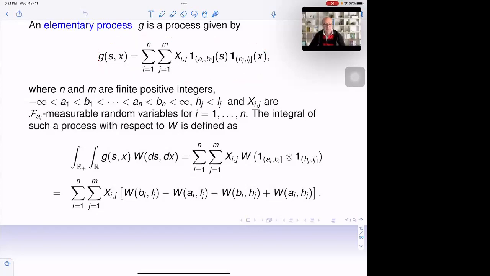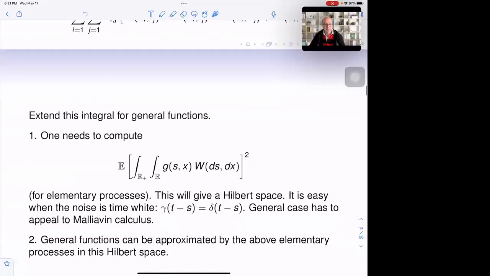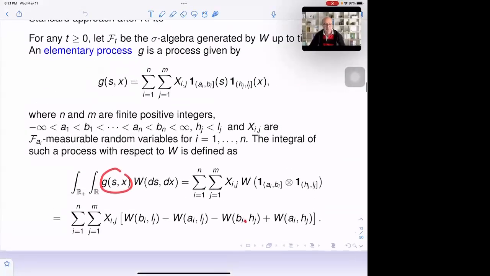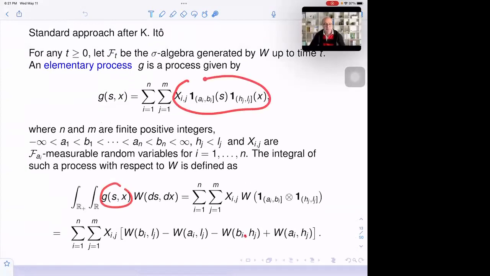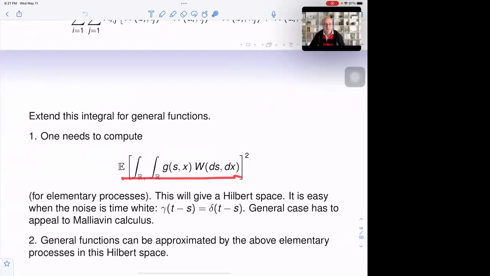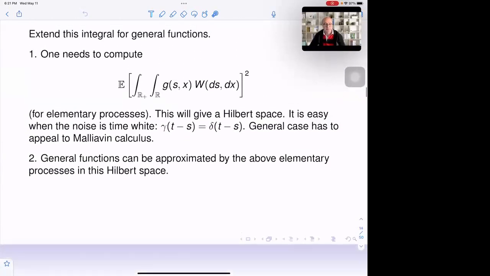So how to define the stochastic integral for that? How to take the limit? We need to extend the stochastic integral to more general functions rather than this elementary process, some kind of step process or simple process, as we call it. So you have to find the square of this, find some isometry formula, and use that to get the extension. When the noise is white in time, it is easy. For the general one, it is more complicated, but we assume this, so this one is easy.